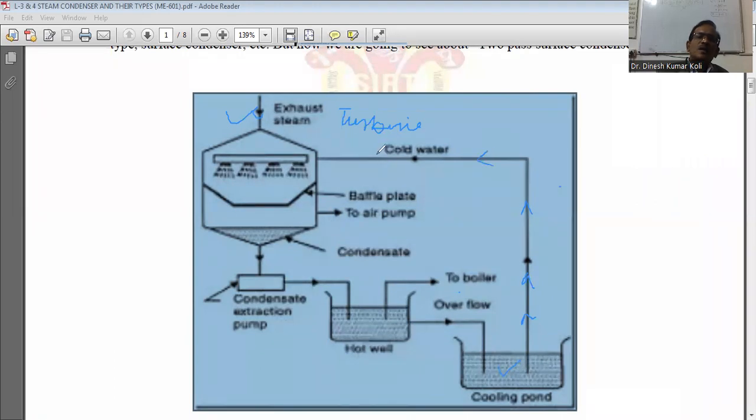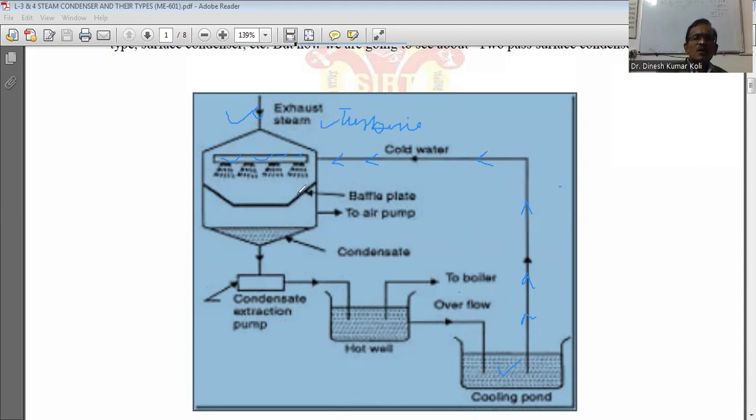Now this water is reaching here. You can see there are some nozzles, four nozzles being shown here. The hot exhaust steam is coming from the turbine, and water is coming from the cooling point. What will happen here? The exhaust steam will reject its heat to this water, or we can say the water will take heat. When the water takes heat from the exhaust steam, the steam will change its phase, that is, it will be converted into water.